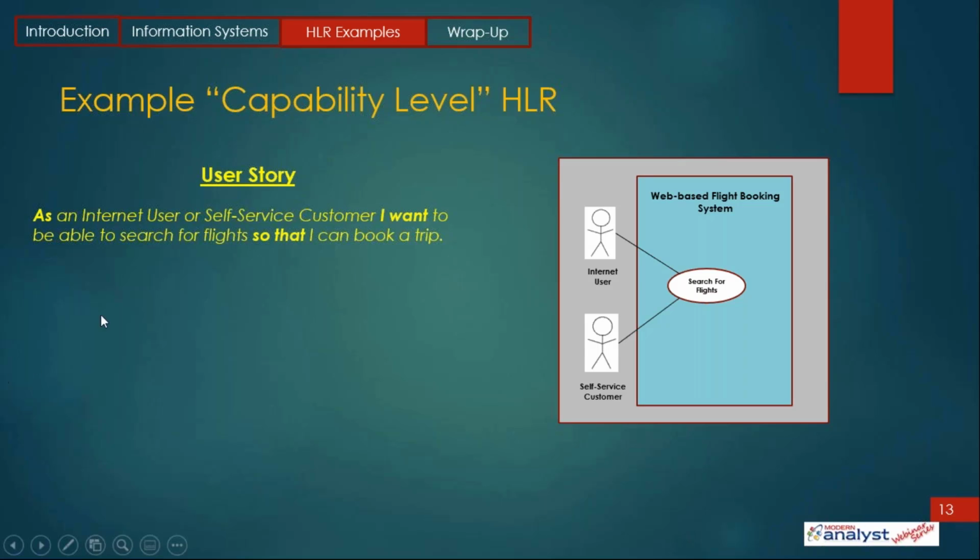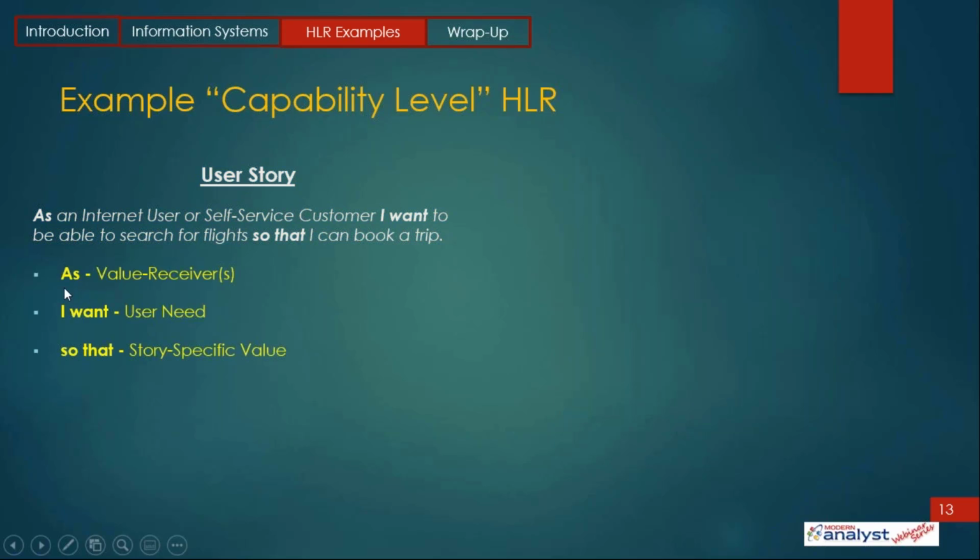So a user story is a one-sentence thing. It's got a standard format: as a, I want, and so that. So as the person receiving the value, the user, internet user, self-service customer, what do they want? They want to be able to search for flights. That's what our little bubble was telling us. And the value, why do they want it? So that they can book a trip. So that's a high-level, capability-level requirement written in user story format.